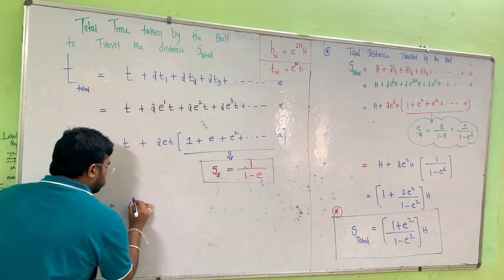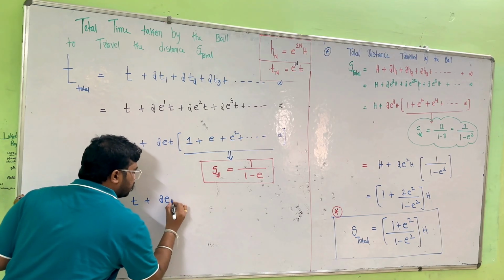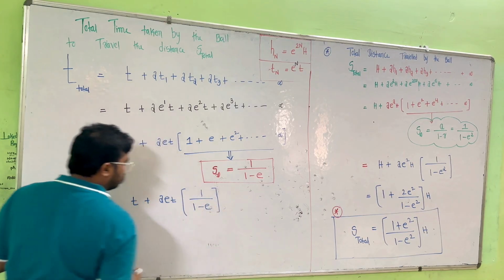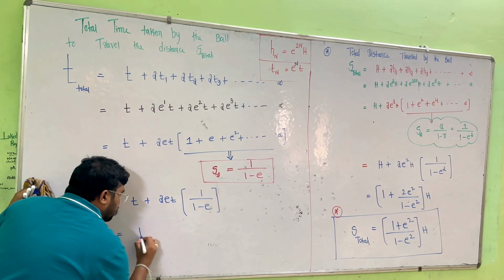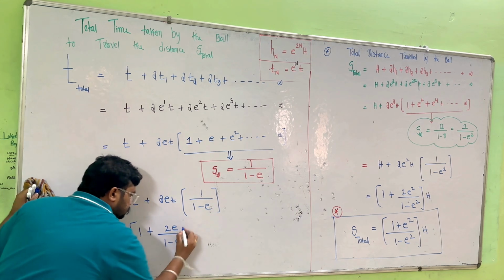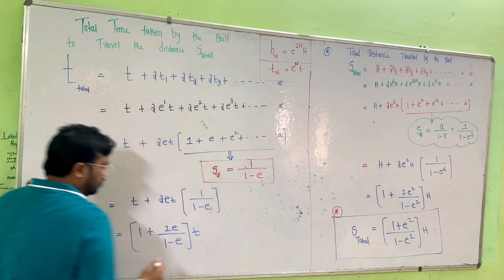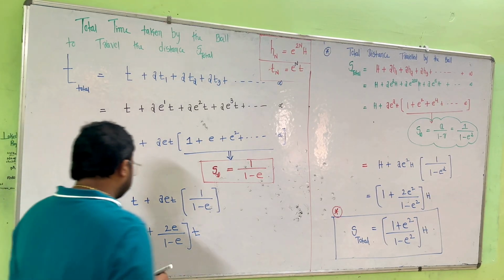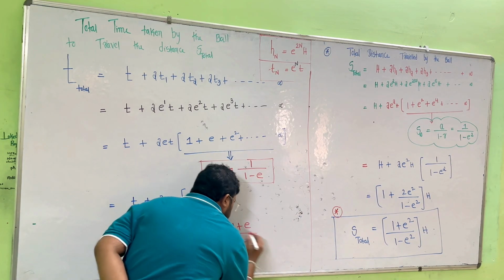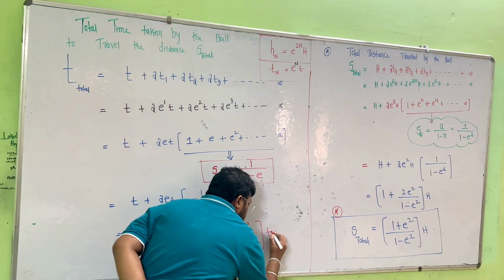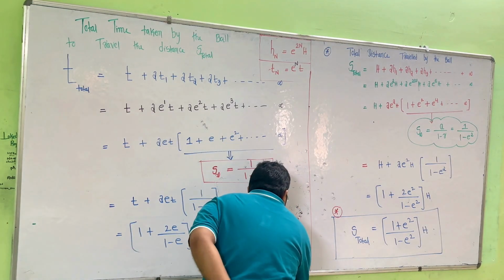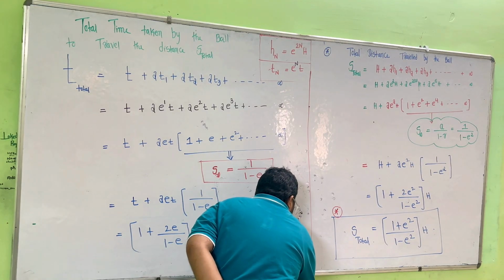Then T plus 2eT into A by 1 minus r, then 1 plus 2e by 1 minus e into T. Clear? Then what will you get? 1 plus e by 1 minus e into T. T equals square root of 2h by g. So T total equals 1 plus e by 1 minus e times square root of 2h by g.